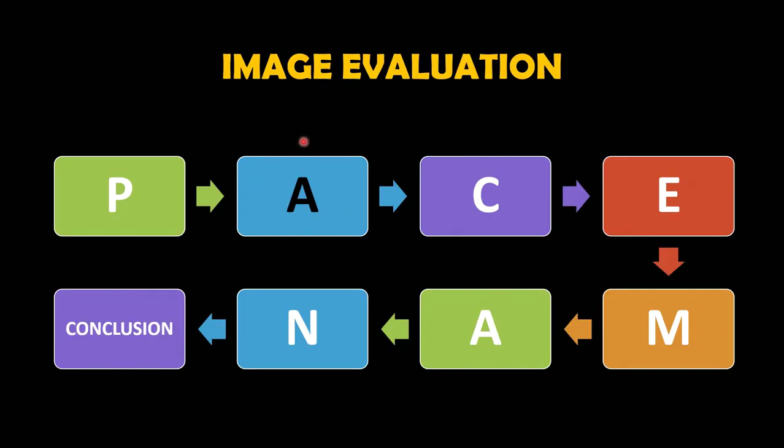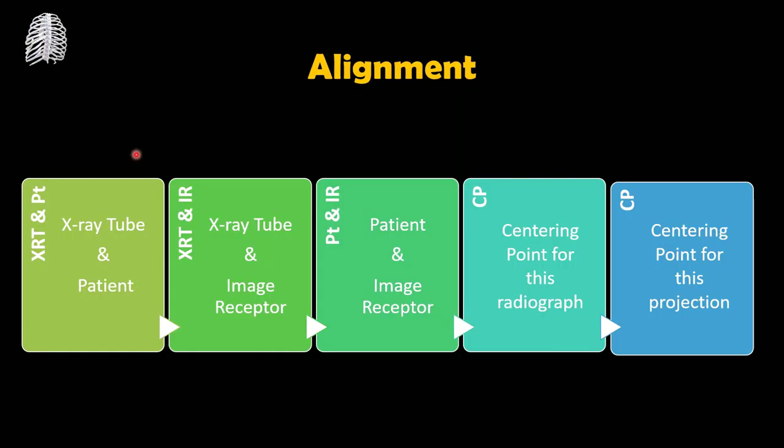Let's move to the second part of PACEMAN, which is A for alignment. For alignment, there are 5 things to be assessed, which are the alignment between the X-ray tube and patient, the alignment between the X-ray tube and image receptor, the alignment between patient and image receptor, and the centering point for this radiograph and this projection.